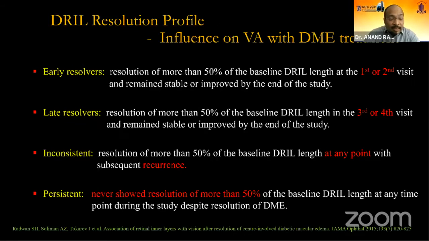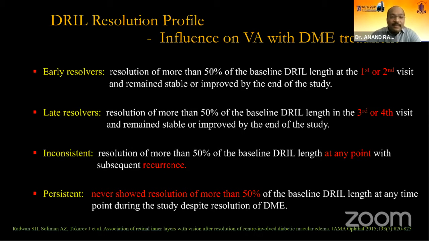So they classified into 4: early resolvers, those that had resolution of more than 50% of the baseline drill length at the first or second visit and remained stable or improved by the end of the study. Then they had late resolvers, the same thing, but resolution in the 3rd or 4th visit, a little later. Then they had the third, inconsistent, resolution of more than 50% of the baseline drill length at any point with subsequent recurrence. Persistence was those that never showed resolution of more than 50% of the baseline drill length at any time during the study, despite resolution of DME.